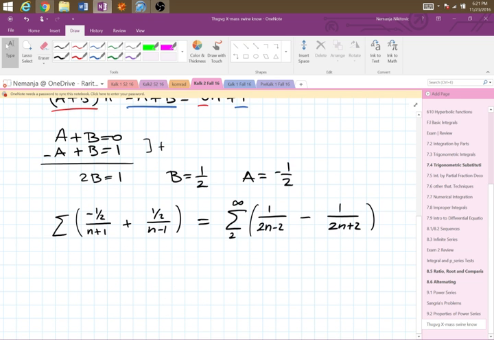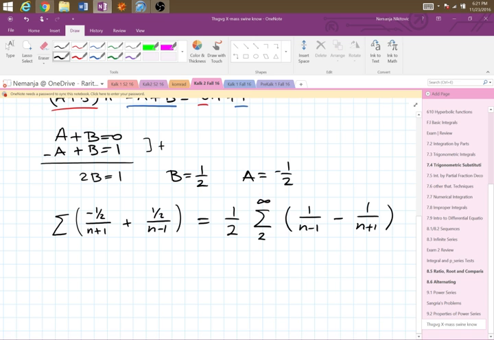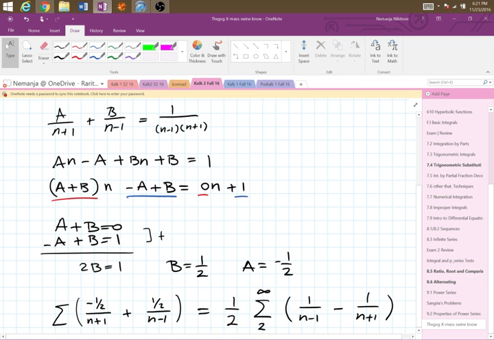Did you have the 1/2 taken out all the way in front? There is actually a much better idea, which means I'm going to erase all of this. Take 1/2 in front as a common factor, from 2 to infinity, and then I will have 1 over n minus 1 minus 1 over n plus 1. I still swap the two terms.